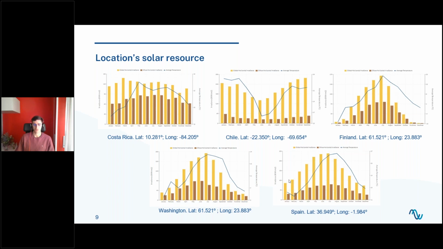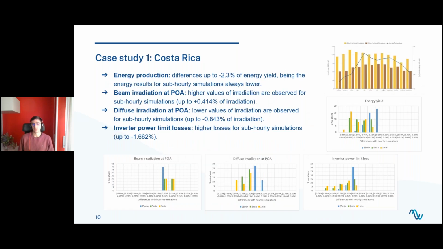For Washington, we have a bit more diffuse irradiance, but we can think that we are speaking about temperate climates for both locations. So now we are going to go through the 5 different locations and see what were the differences that we found out when running all the simulations that I mentioned for each one of these locations in terms of energy production. The first thing that we noticed for Costa Rica was the fact that overall for the energy production, we always got less energy predicted for sub-hourly simulations, getting results up to minus 2.3%.